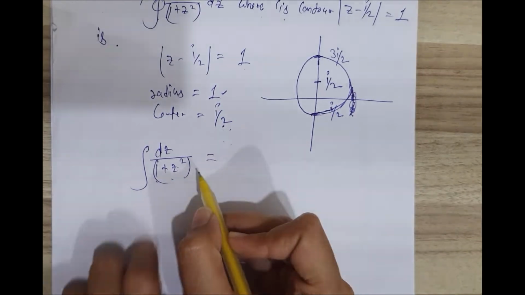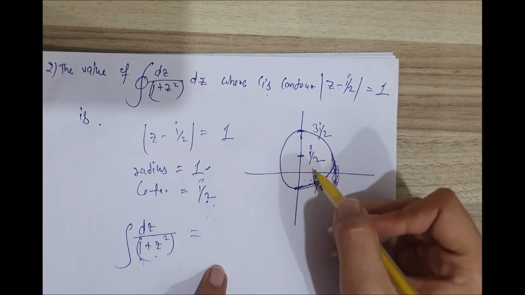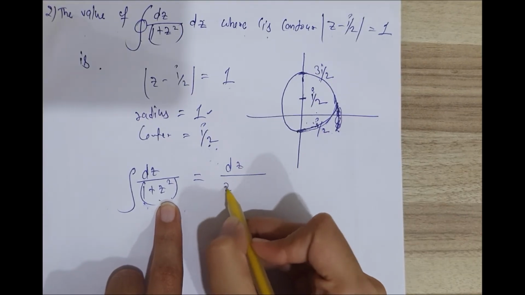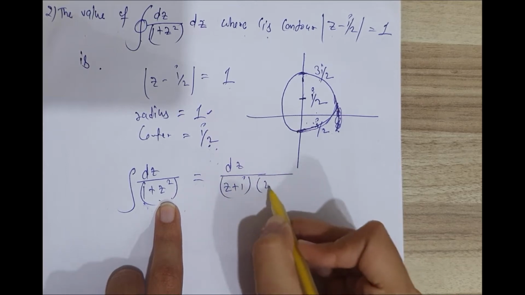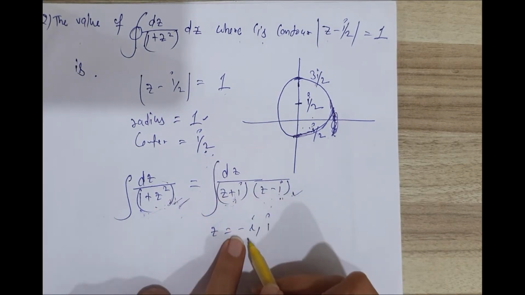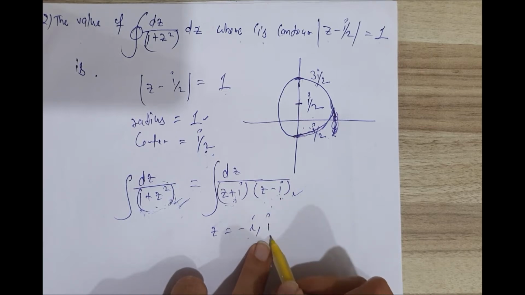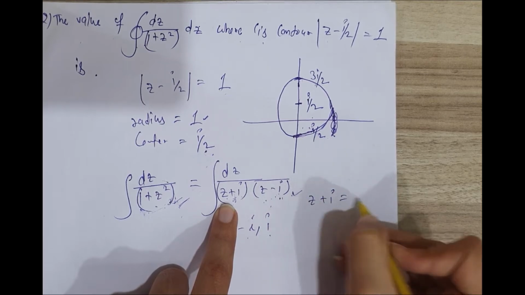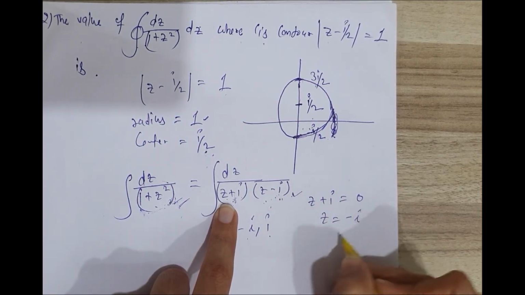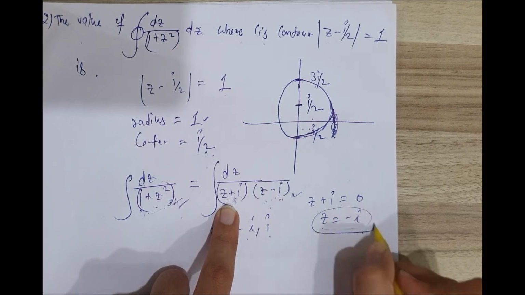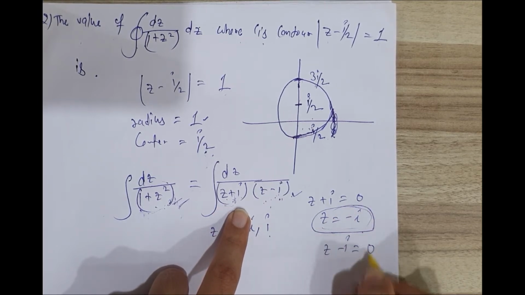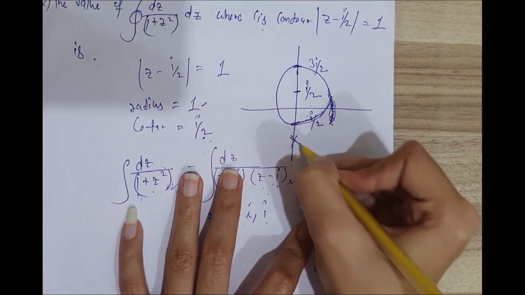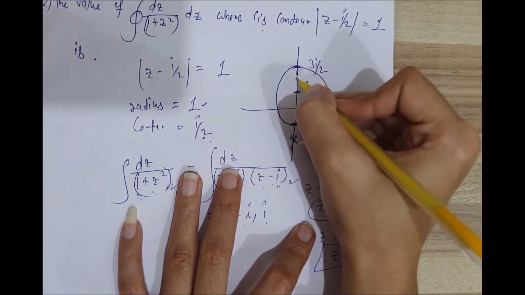Now 1 plus z square. This circle lies on the imaginary axis. From here you can understand that the poles will also be on the imaginary axis. What will it be? z plus iota, z minus iota. So one pole is at minus iota and another pole is at plus iota. You can see from here that z plus iota equal to 0 gives z equal to minus iota. One pole lies here and another pole lies here.